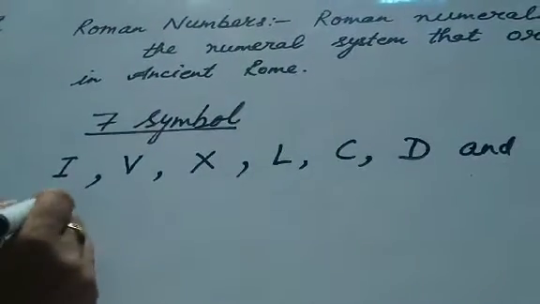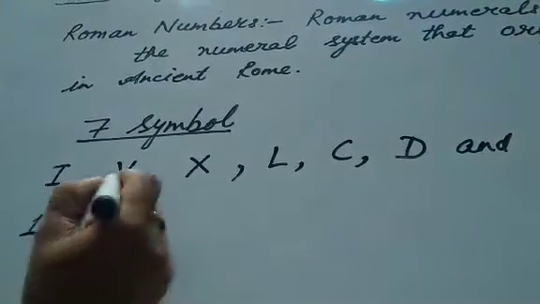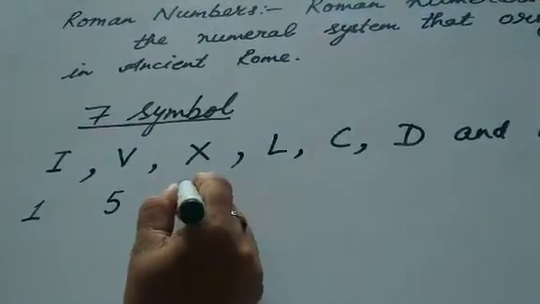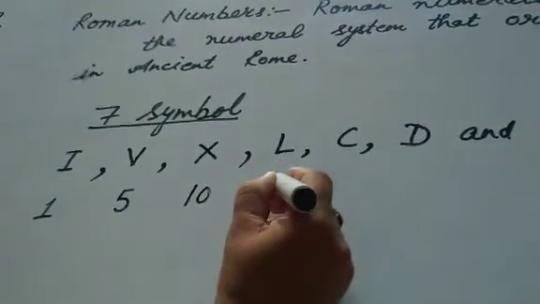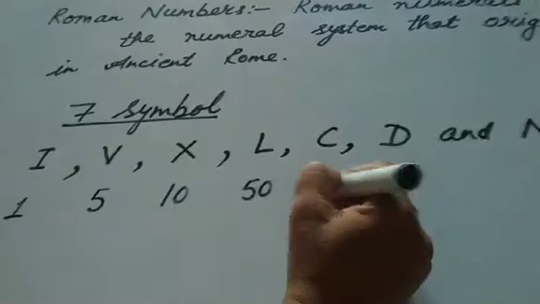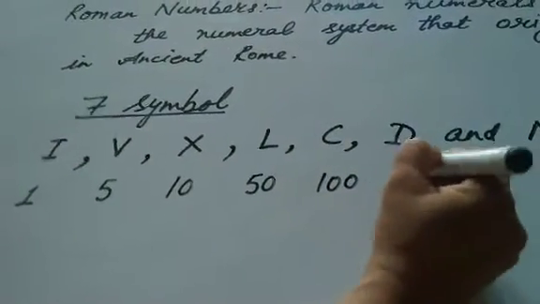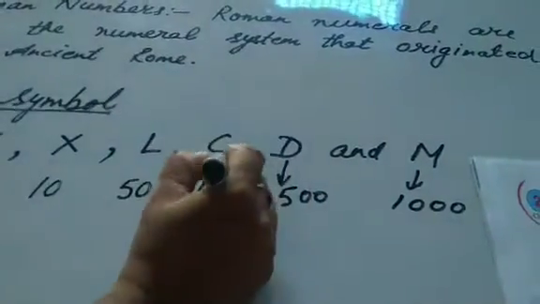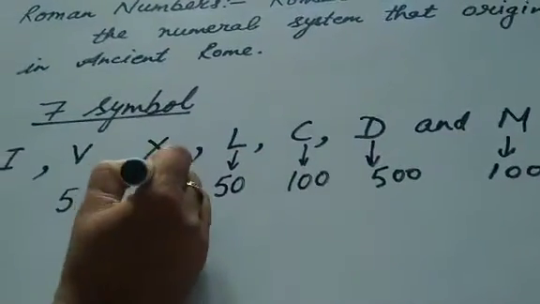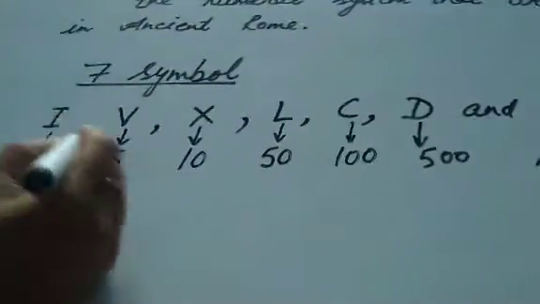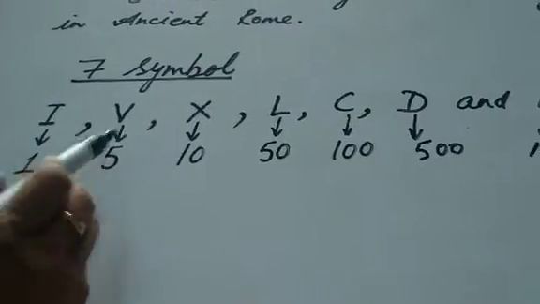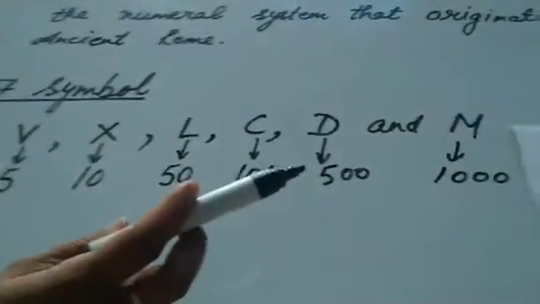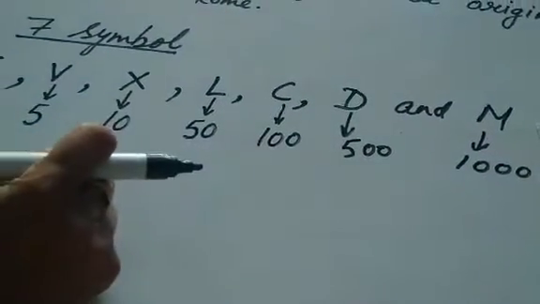I stands for 1. V stands for 5. X for 10. L for 50. C for 100, D for 500 and M for 1000. You must learn these symbols. V stands for 5, X stands for 10, L stands for 50, C stands for 100, D stands for 500 and M stands for 1000. Clear, beta?